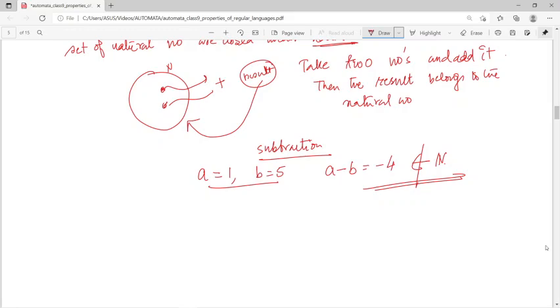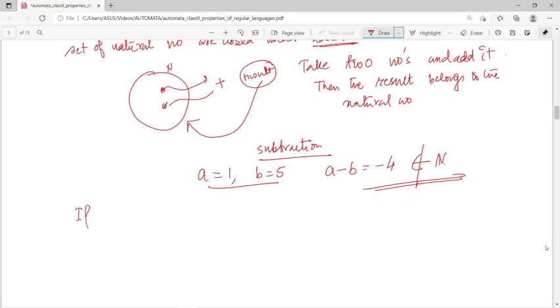So what we can say is, if we take two regular languages, say R1 and R2, and after some operations, the resulting language also belongs to the regular language set, then the operation is closed. That is the meaning of closed operations. Okay, what does it mean?